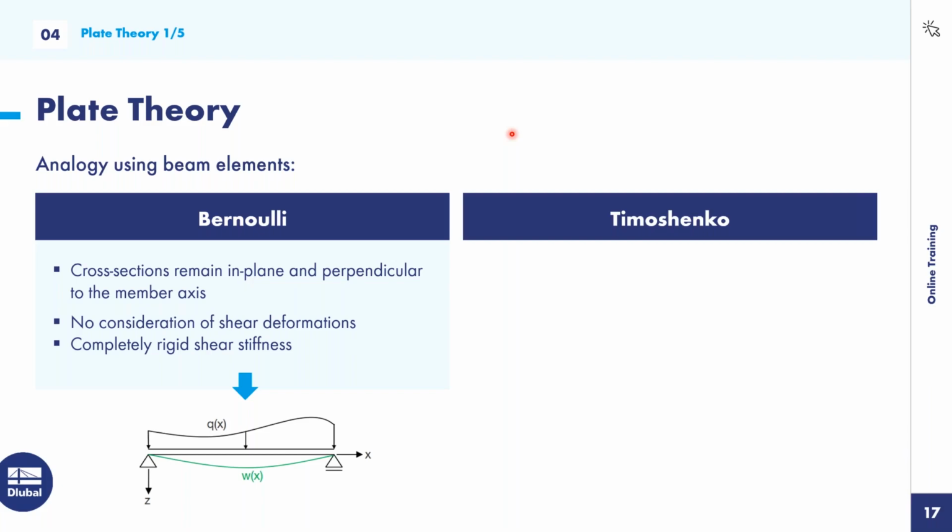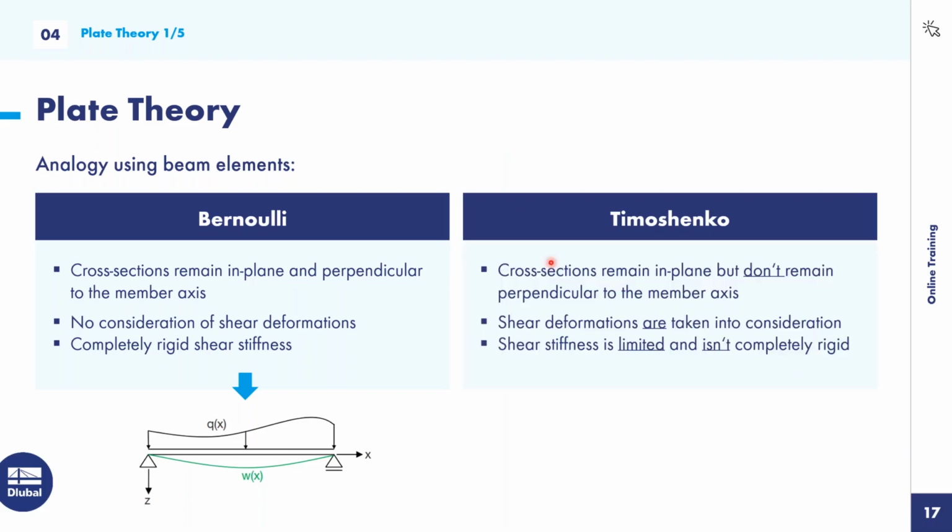And now let's compare that to the Timoshenko beam theory, where we assume that the cross section remains in plane, but it doesn't remain perpendicular to the member axes. By assuming that, we are taking into account shear deformations, and the shear stiffness is limited and isn't completely rigid. So you can see how the deflection is going to change for these two theories.